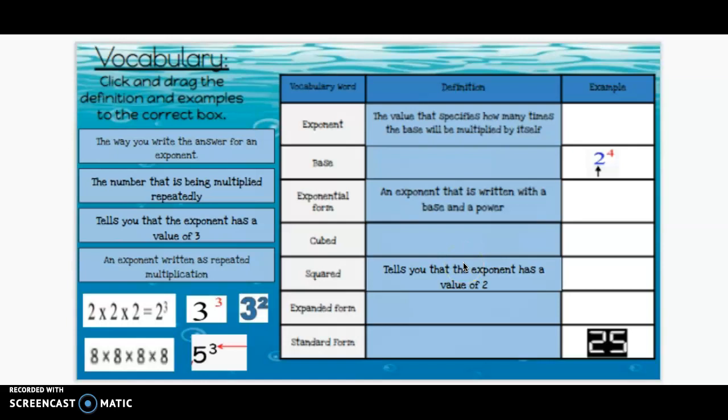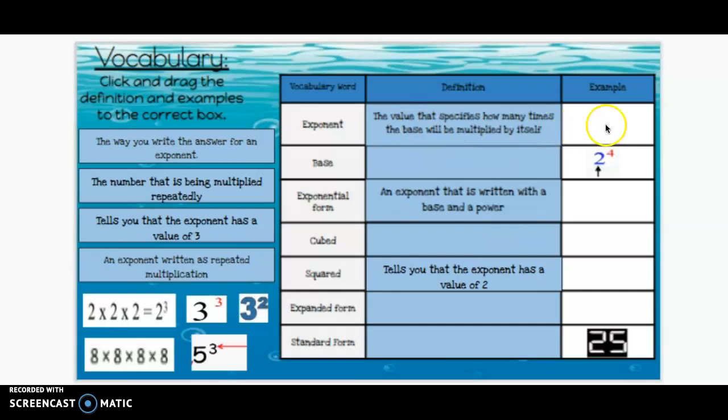So this week for math, we're going to be talking about exponents, and that's our first word in our chart. An exponent is the value that specifies how many times the base will be multiplied by itself. When we deal with exponents, you have what is called a base and an exponent. Your base is that big number, and your exponent is that tiny number in the right corner of that big number. What that little number does is it tells you how many times you're going to be multiplying your base by itself. So your exponent is that little number.